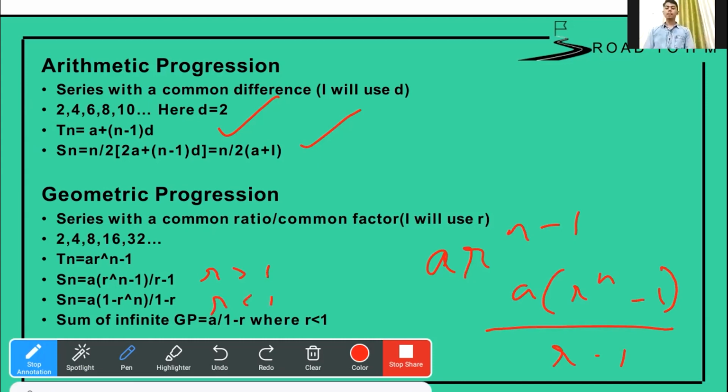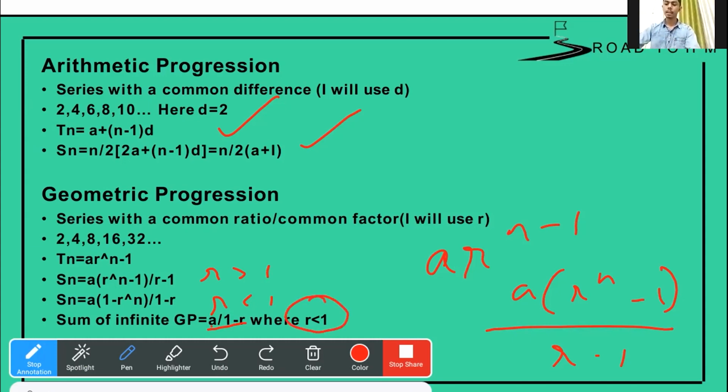And another sub point of GP, something that all the question setters love the most, would be this one particular formula, A by 1 minus R. This is for finding the sum of an infinite GP. And one important thing is R must be less than 1 in this case.